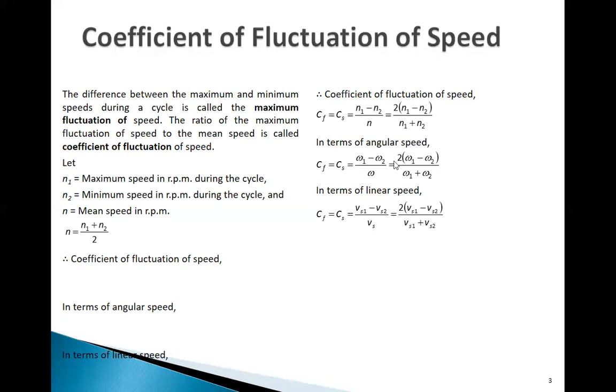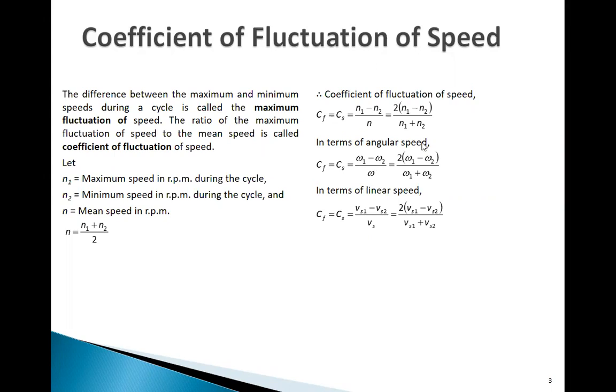So wait, ito yung sa kabila. Okay, ulitin natin. Take note, the formulas use the maximum and minimum. So therefore, the coefficient of fluctuation C sub F is equal to C sub S is equal to (N1 - N2) over N, which is equal to 2 times (N1 - N2) over (N1 + N2), which is called sometimes the operating.